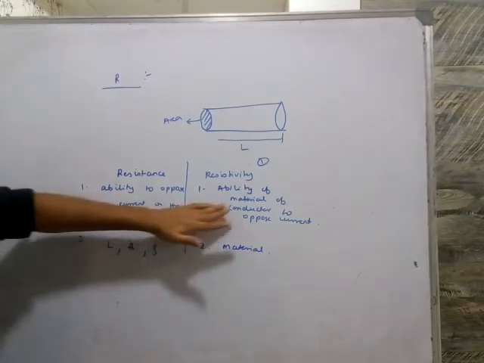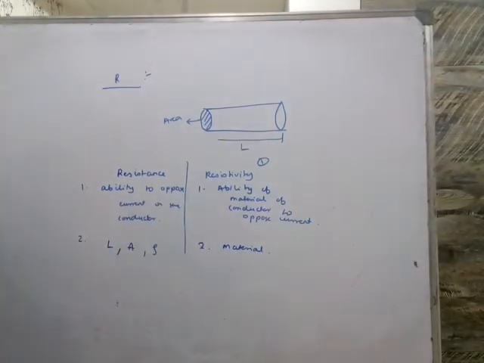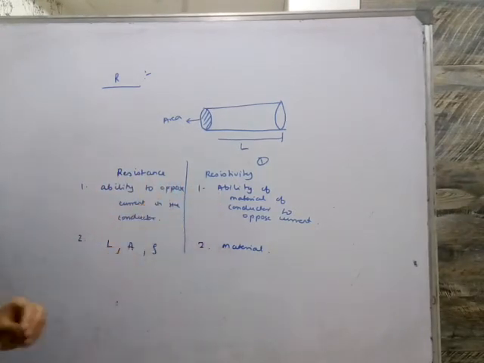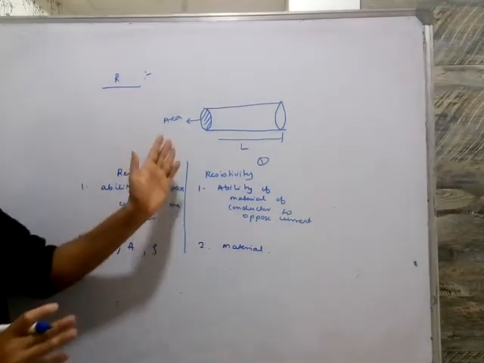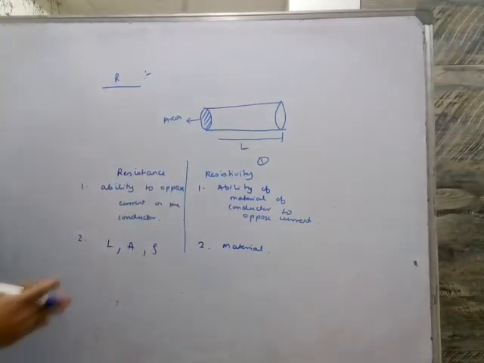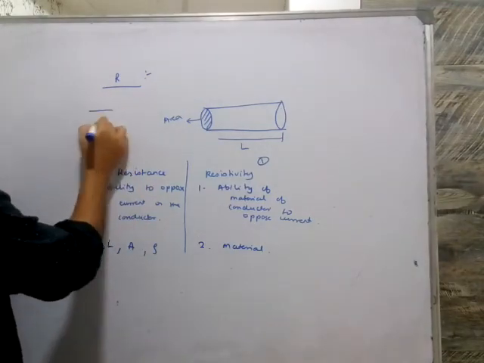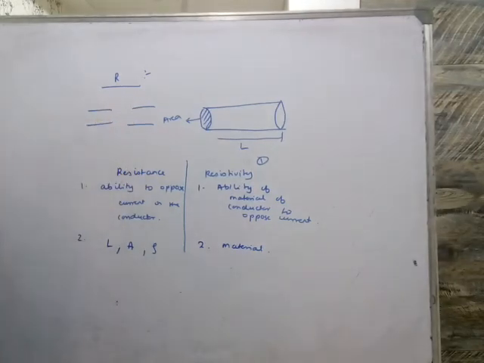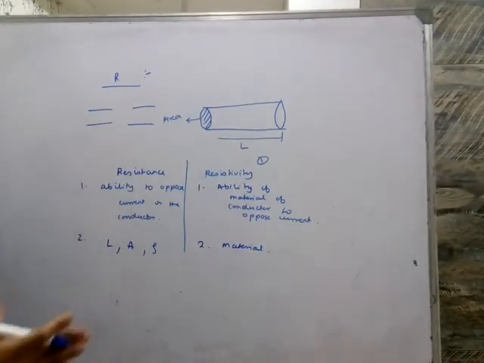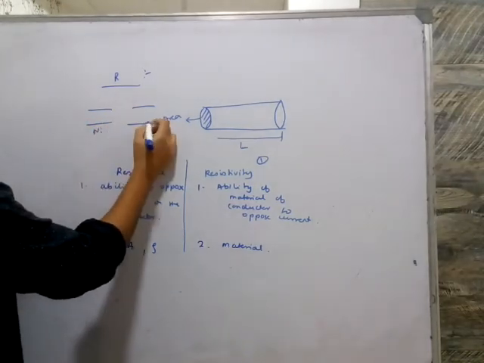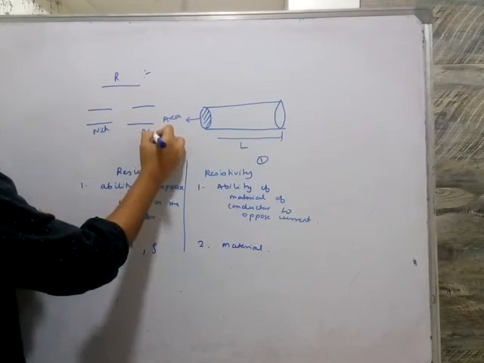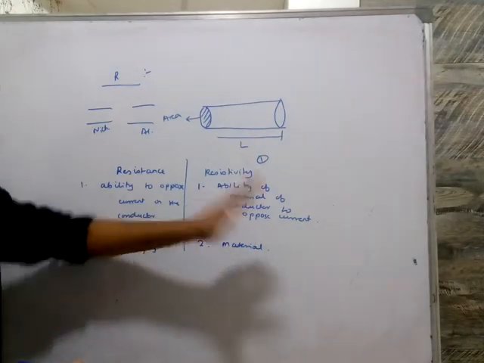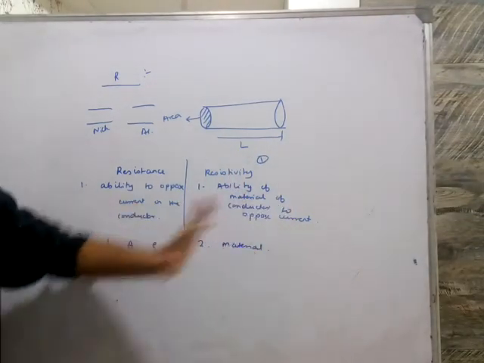Now see, both are opposing current. It's not that resistivity is not opposing current, but you have to understand that resistivity depends on the material. As I said, if you take two wires of the same length and same area, both will have different resistance when they are made of different materials. One is, for example, nichrome, and the other one is aluminum. So resistivity is the ability of the material of the conductor to oppose current.